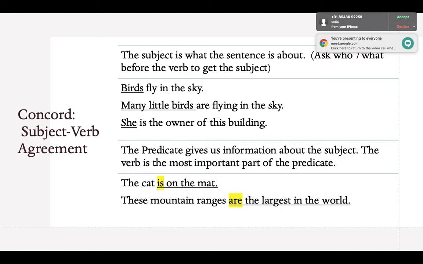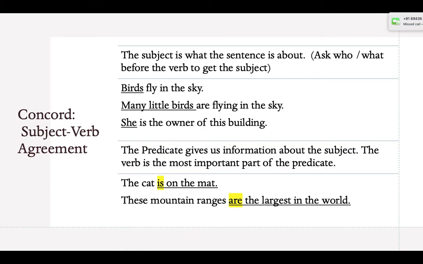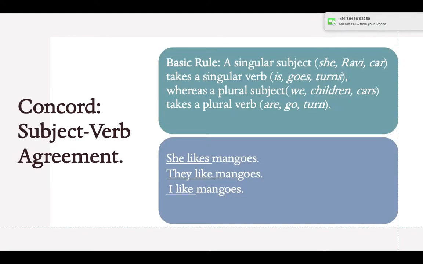Birds fly in the sky. Many little birds are flying in the sky. All these indicate how the subject is what the sentence tells you about. Now, once we have learned that subject എന്താണ് നമുക്ക് മനസ്സിലായി കഴിഞ്ഞാൽ, we would be better able to understand this concept of concord, that of subject verb agreement. The basic rule in English.